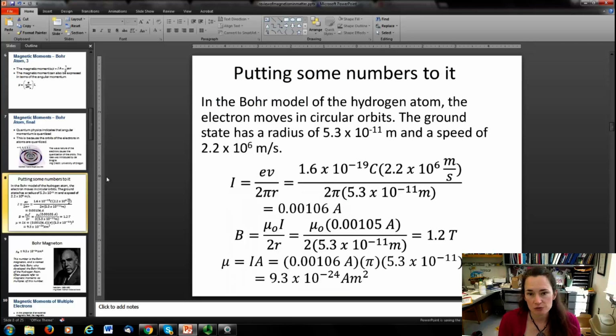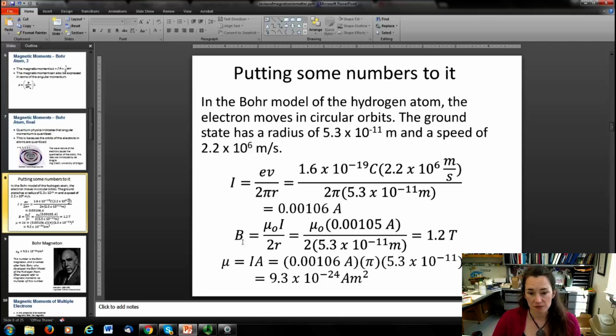Now, if you want to put some numbers to it, in the Bohr model of a hydrogen atom, the electron moves in these circular orbits and the ground state radius is 5.3 times 10 to the minus 11 meters, okay? And in the ground state, it's moving at a speed of approximately 2.2 times 10 to the 6 meters per second. So if I plug in, then that gives me I is equal to ev over 2πr, then I get a value of 0.00106 amps for the current.